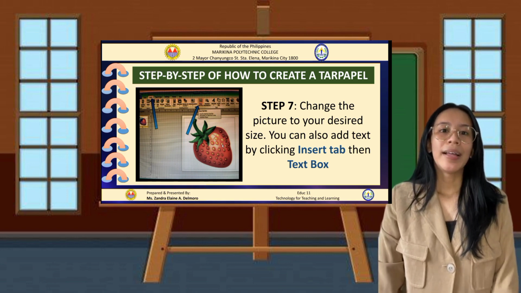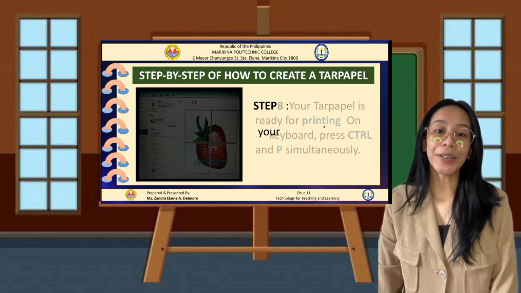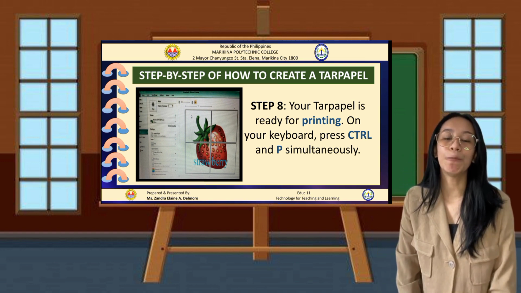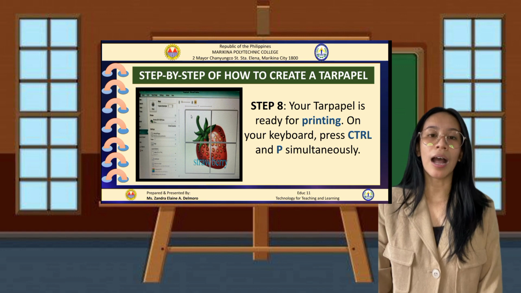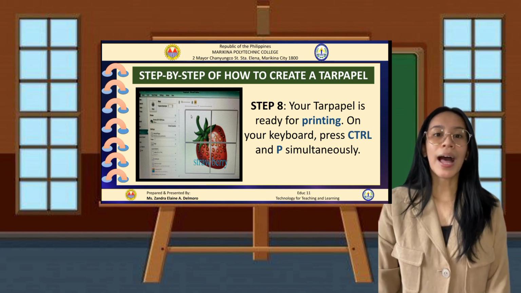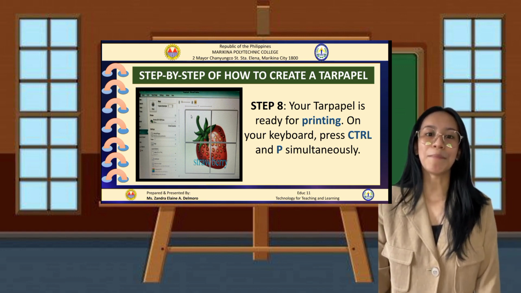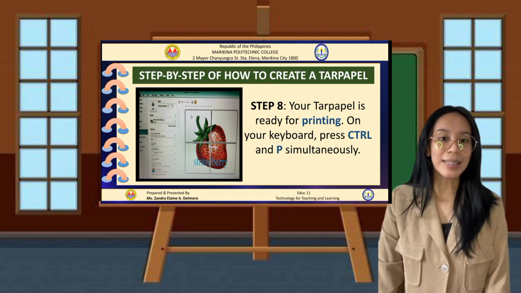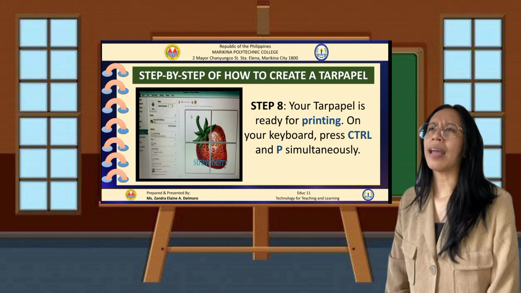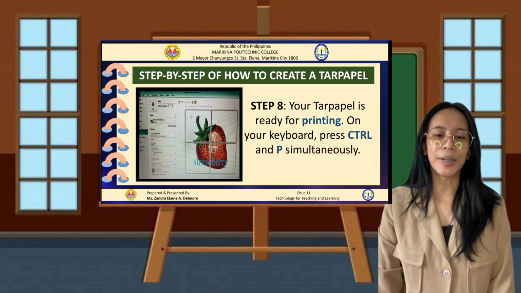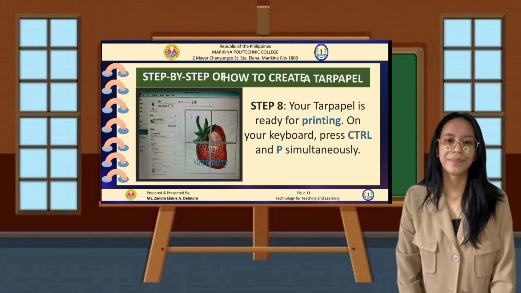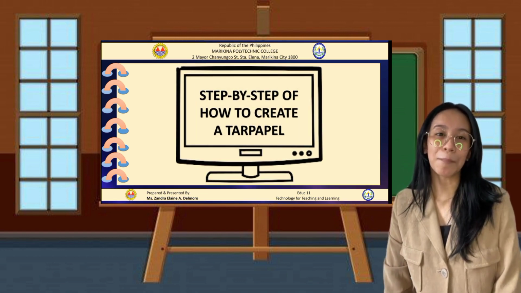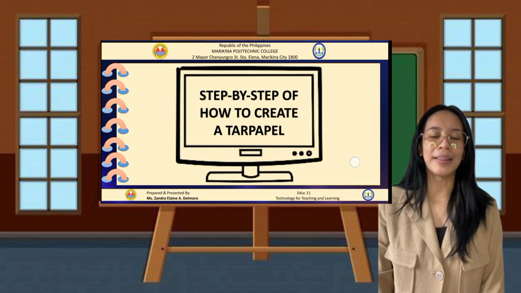Now, when your tar papel is already in the correct size, and you want to print your tar papel, on your keyboard you have to press CTRL and P simultaneously. If you notice, the picture will be printed using 4 bond papers. So that is the step-by-step of how to create a tar papel.